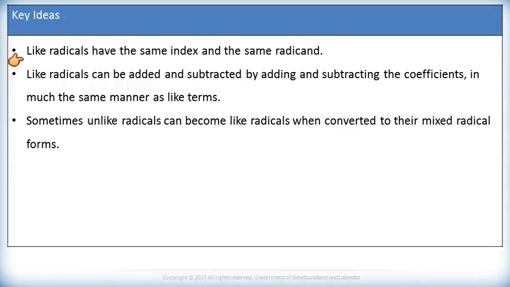In conclusion, like radicals have the same index and the same radicand. Like radicals can be added and subtracted by adding and subtracting the coefficients in much the same manner as like terms. And sometimes unlike radicals can become like radicals when converted to their mixed radical forms.